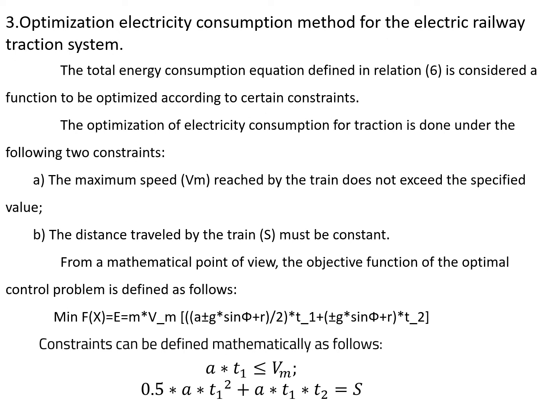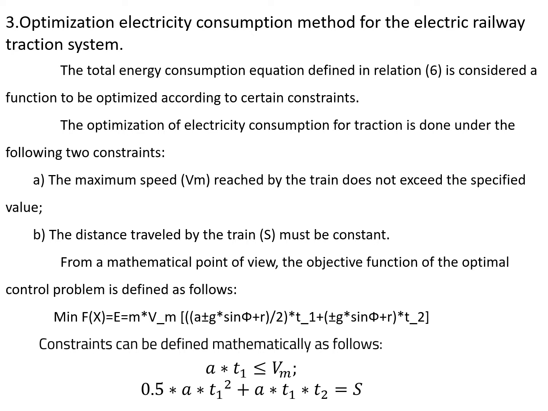The optimization of electricity consumption can be done in the following way. The total energy consumption equation defined in relation 6 is considered the function to be optimized according to certain constraints. The optimization of the electricity consumption for traction is done under the following two constraints. A. The maximum speed, or Vm, reached by the train does not exceed the specified value. B. The distance traveled by the train, or S, must be constant.